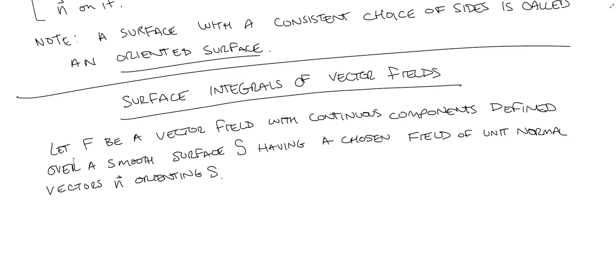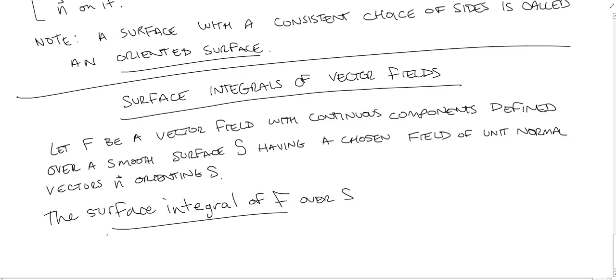So for our surface integrals of a vector field, let's give some fine print that we use for our definition. F is going to be a vector field with continuous components, defined over a smooth surface S, having a chosen field of unit normal vectors that orient S. Okay, so that's why we needed to talk about oriented surfaces, because it plays a part in our definition for surface integrals of vector fields. Pretty much what this is saying is that F is a continuous vector field on some region in space containing the smooth oriented surface. And so here is what we have for the surface integral.